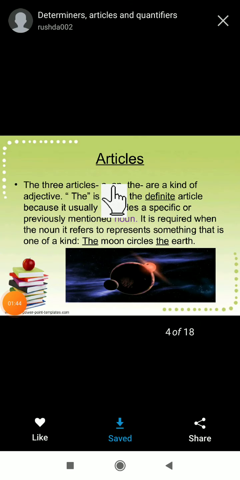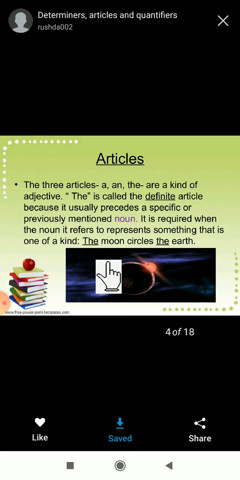So first one is article. The 3 articles are a, an and the, a kind of adjective. See, the is called the definite article. Why? Because it usually precedes a specific or previously mentioned noun. It is required when the noun it refers to represents something that is one of a kind, means unique. That time we are using the, and it is called a definite article. So here an example: the moon circles the earth.